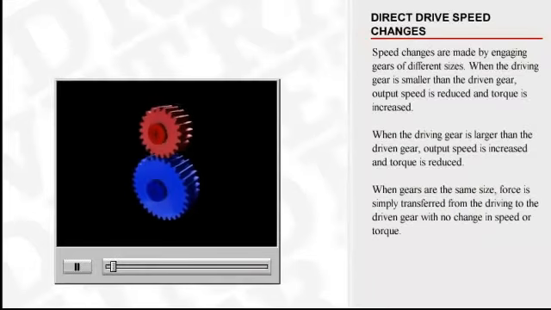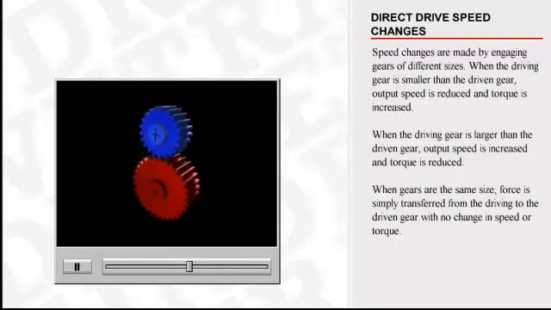Speed changes are made by engaging gears of different sizes. When the driving gear is smaller than the driven gear, output speed is reduced and torque is increased. When the driving gear is larger than the driven gear, output speed is increased and torque is reduced. When gears are the same size, force is simply transferred from the driving to the driven gear with no change in speed or torque.